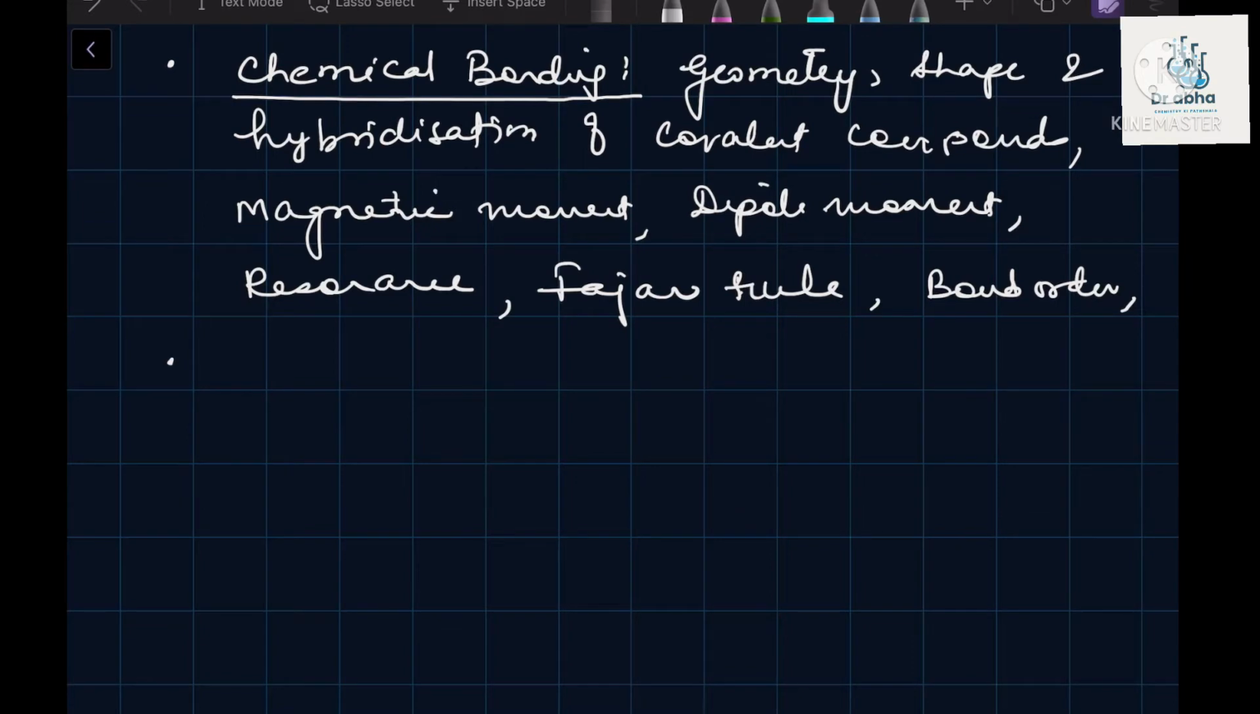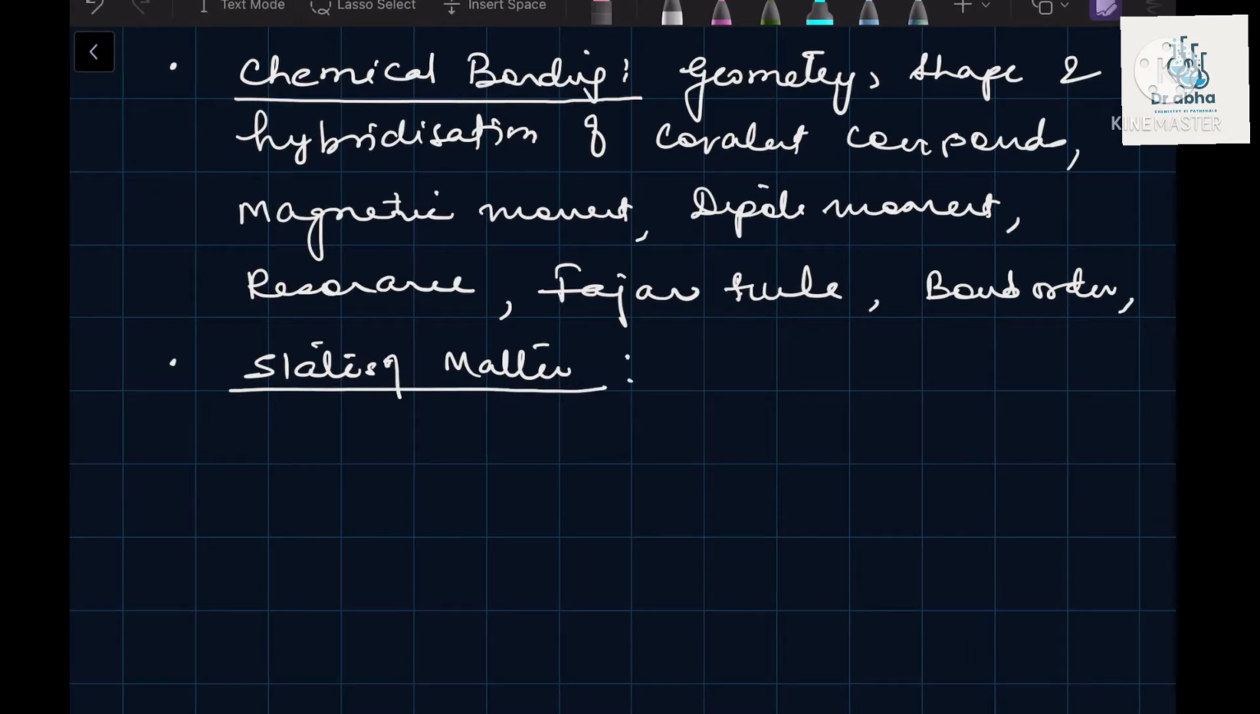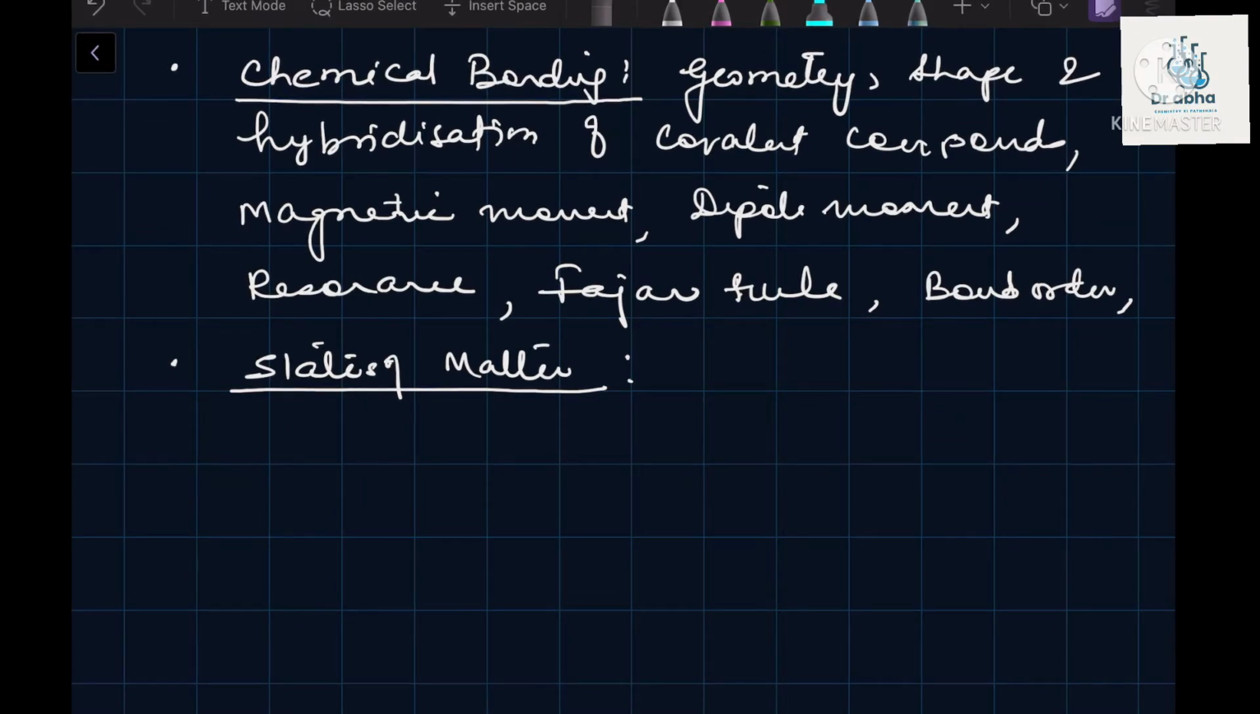Then from the gas equations, that is states of matter, the chapter of class 11, what we'll be needing will be the ideal gas equation, PV is equal to nRT, right?